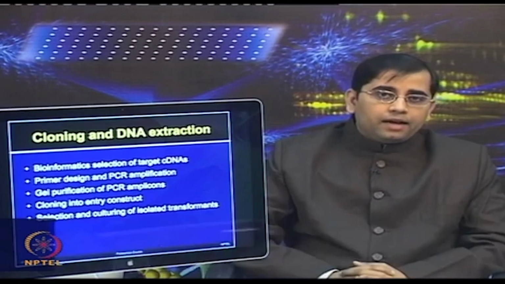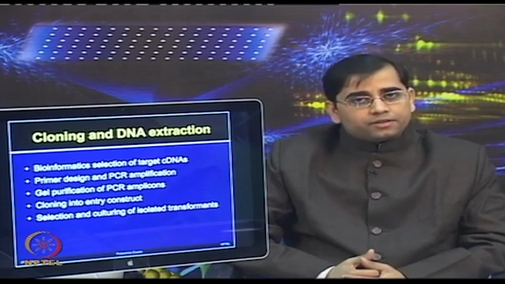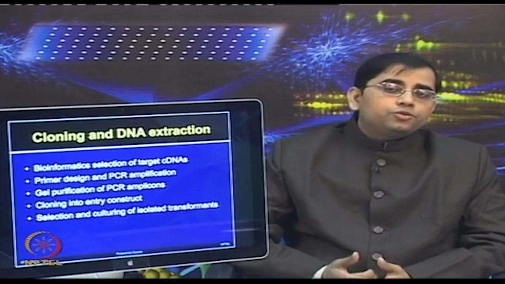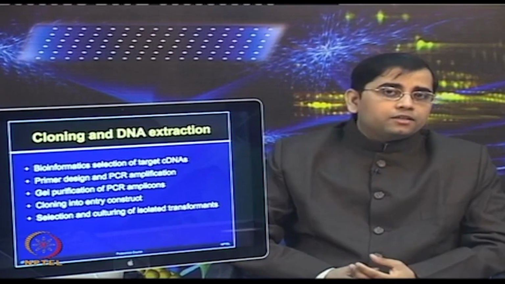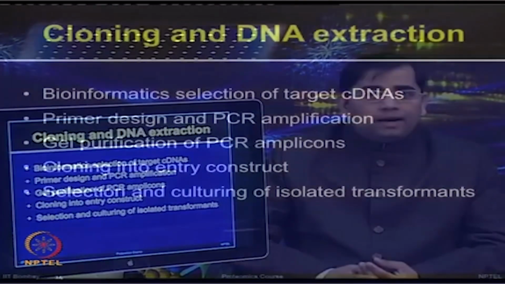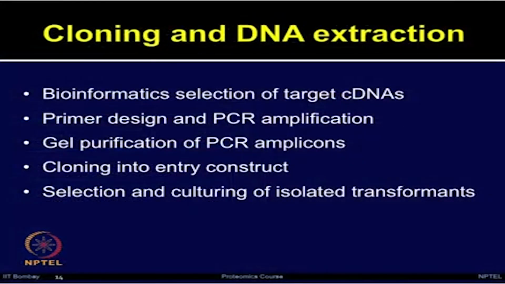Then once you have selected the genes of interest, you need to design the primers and use PCR to amplify those clones. Gel purify the right size bands and then move into the entry construct. Then you need to transform that in Escherichia coli, select the right transformant colony, and then obviously you would like to use those colonies for the long term. So, it is good if you can make a glycerol stock of the same and then store it for the long term.